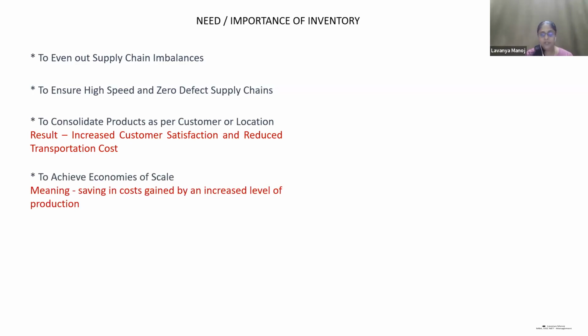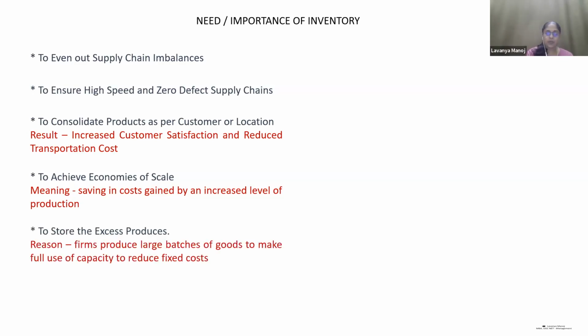To achieve economies of scale. You know what economies of scale is, right? Most of you would have known. If it is economy of scale in transportation, it means transporting bulk products, maximum products in one go, to reduce transportation cost. If economy of scale is in production, it means producing the maximum number of units in one go to reduce the production cost. So to transport the maximum number of products in one go, there should be the maximum number of products readily available on the shelf. So for that reason we need inventory.